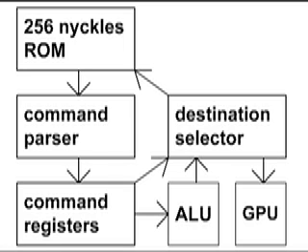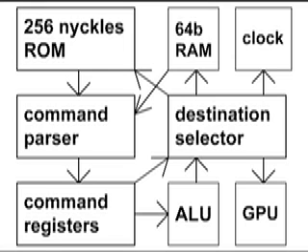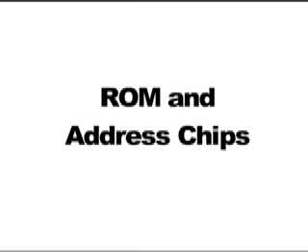The graphics processing unit, or GPU, displays graphics on the 8x8 LED matrix. Random access memory, or RAM, stores data that the computer can use and manipulate. There are 64 bits of RAM, or 16 nibbles. Lastly, the processor clock governs the timing of all operations in the computer. Now I will describe each general region in greater detail.